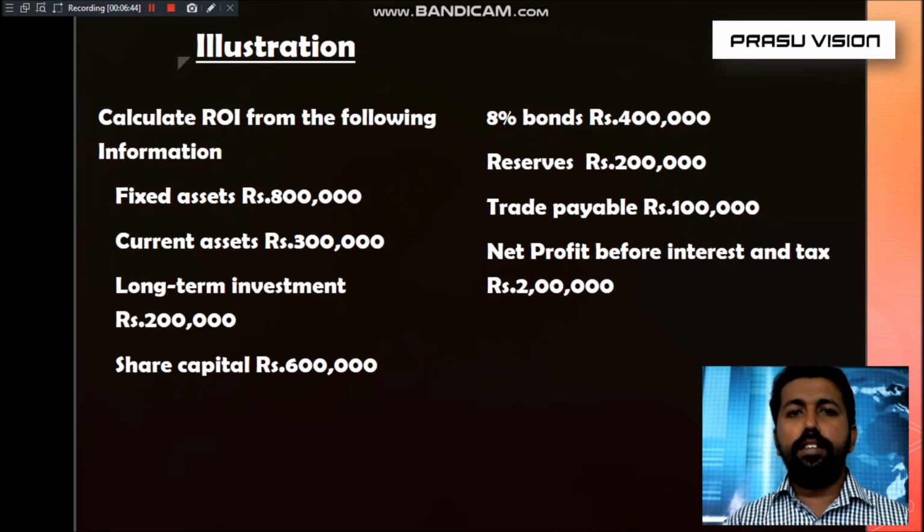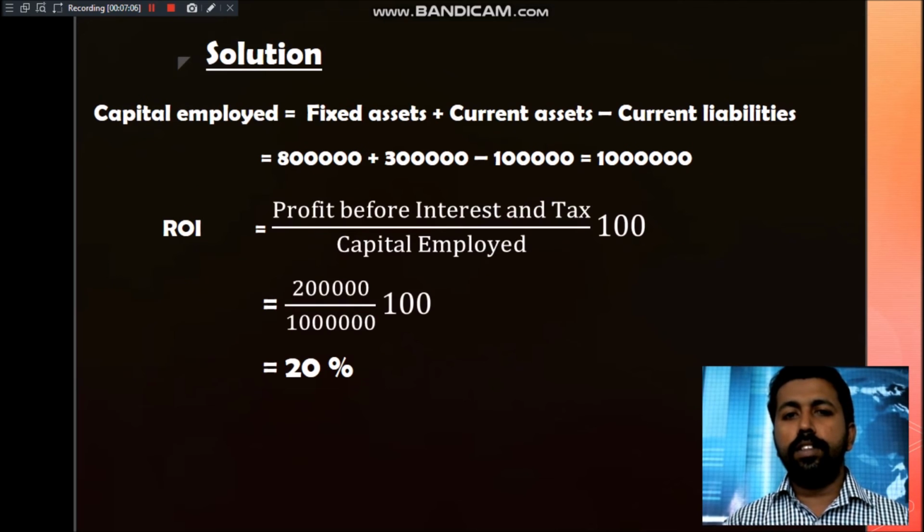From this problem we can learn how to calculate ROI. The information is given, you just read it. Fixed asset value is given, current asset value is given, long-term investment amount is given, share capital amount, bonds, reserve, trade payable, and net profit before interest and tax are given. So the value of profit before interest and tax is directly given. We have to calculate the amount of capital employed. Very easy: fixed asset plus current asset minus current liability, we will get the capital employed.